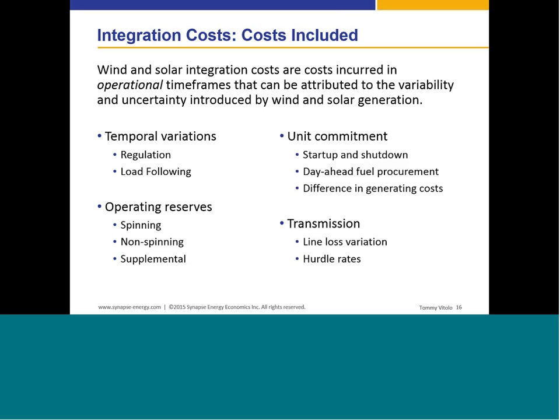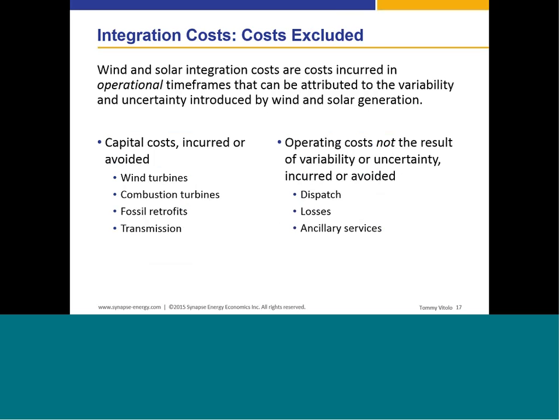Line loss, variation, and hurdle rates, again, to the extent that we used Unit B instead of Unit A, and there's a difference in line loss, that line loss variation, not all the line losses on the system, but just that variation is associated with integration costs and should be included. If we incur more hurdle rates by exporting power out of our balancing area or importing more power in, that increase in hurdle cost should also be included.